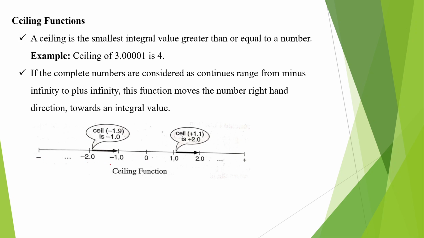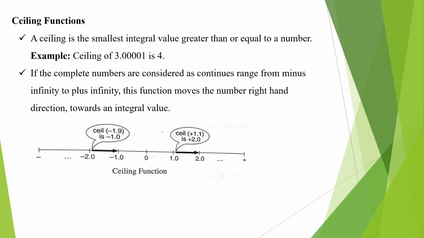Likewise, if you treat this as your number line, whatever value you supply, your ceiling function always looks for the nearest integer value in the right hand direction. Always the nearest integer value in the right hand direction. So if I give, here you can see, minus 1.9, where will this minus 1.9 come?